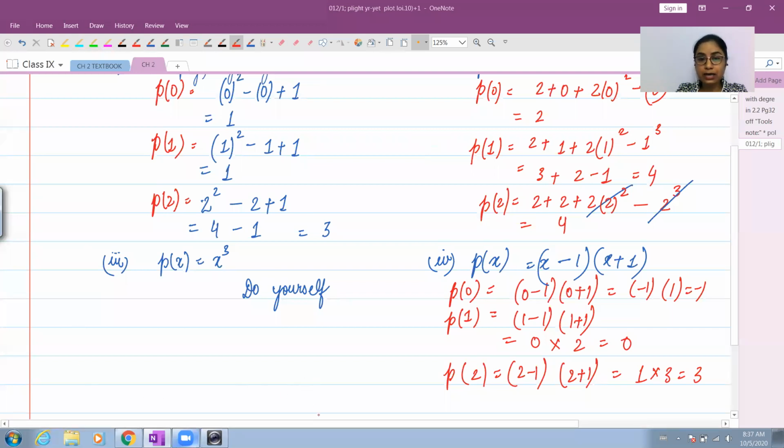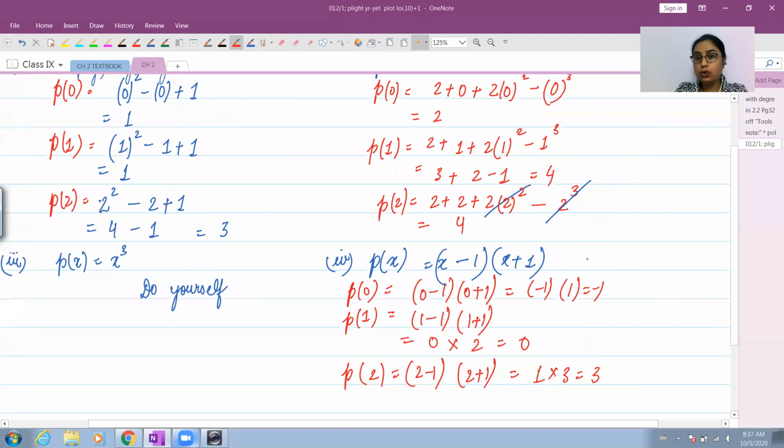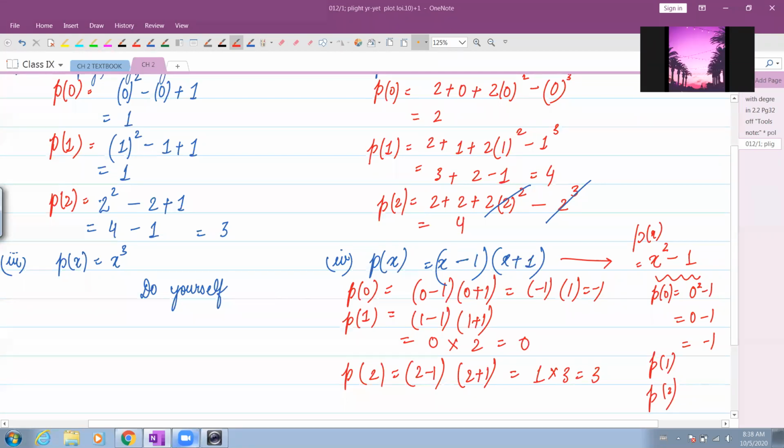If you had simplified, (x minus 1)(x plus 1) would have been written using the identity (a plus b)(a minus b), so this would have been x square minus 1. You could work with this also. P(x) equals x square minus 1. For this also you can replace x by 0. The answer would be 0 square minus 1. It will be 0 minus 1, which is minus 1. Similarly, you can evaluate P(1) and P(2). But the fact is, it doesn't matter whether you simplify it or not. You can just directly work with the expression as such.